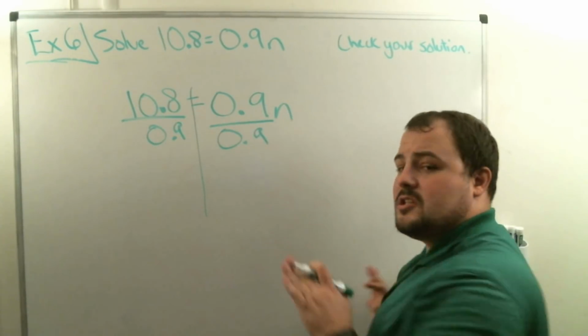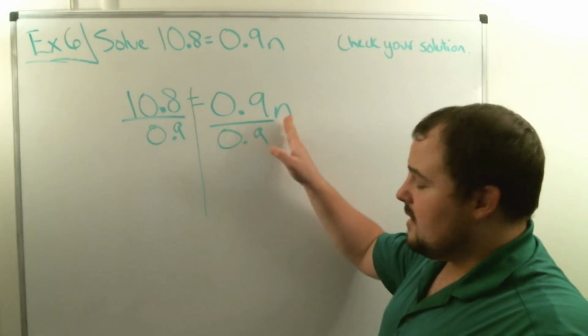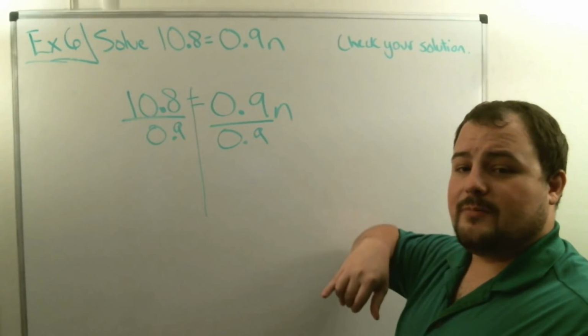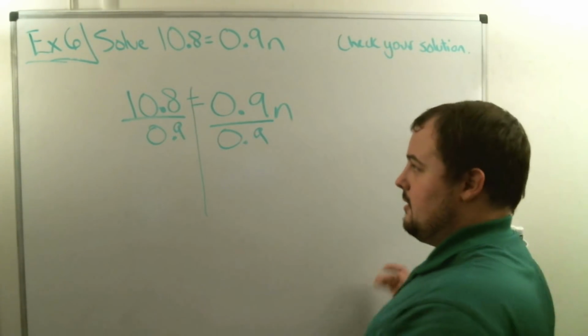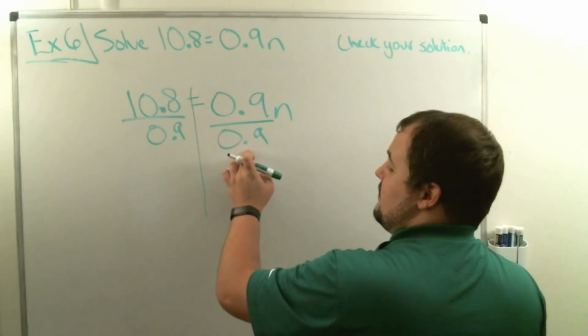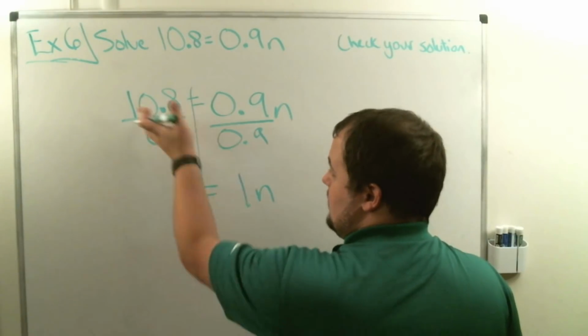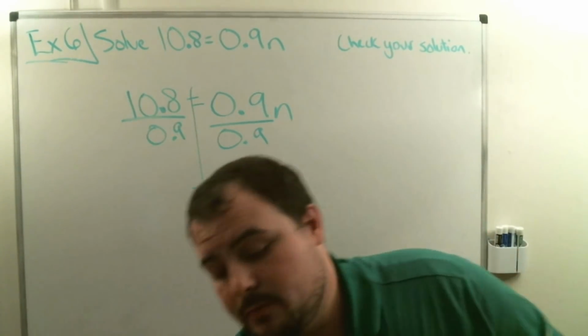Notice that we do not touch the variable n. We're trying to keep the letter n there. Don't touch it. Only take the number, divide by the number. And if you do that on one side, do it on the other. 0.9 divided by 0.9 gives me 1. So I have one variable n equals 10.8 divided by 0.9.